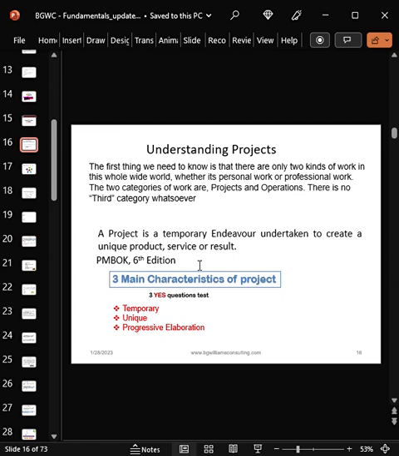And the characteristics are: number one, temporary, which means by temporary... Mr. Godwin, what's going on? Is your network bad?